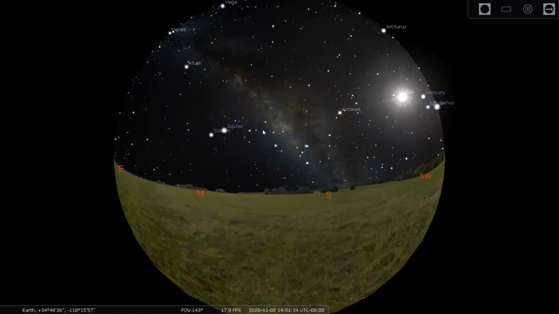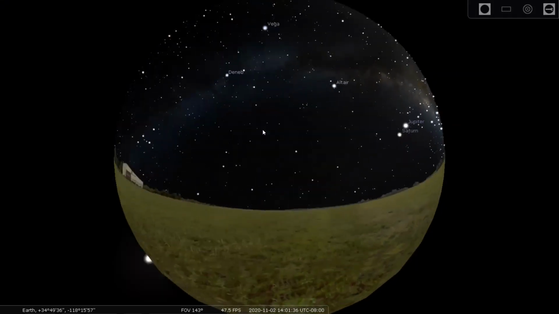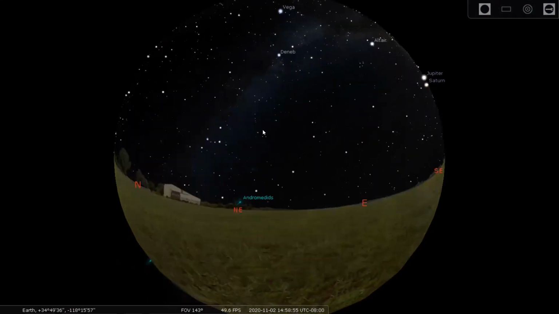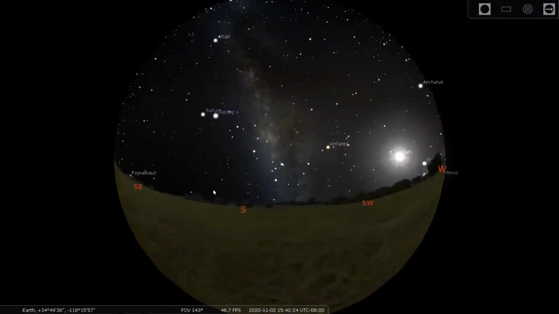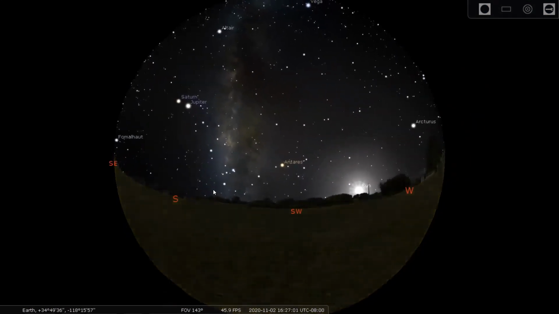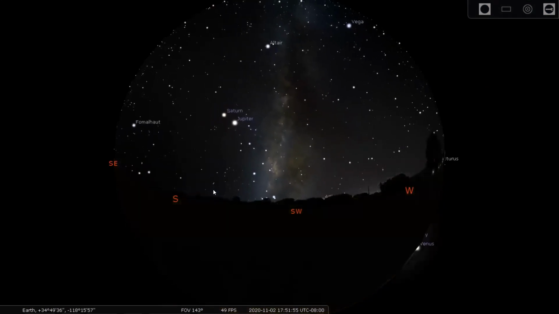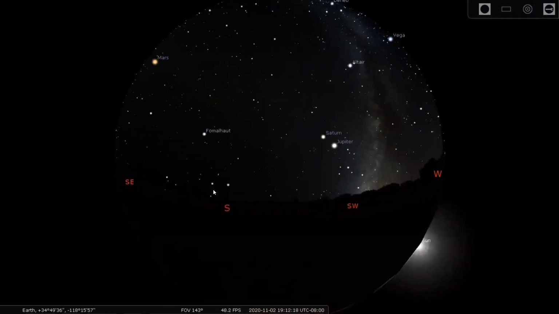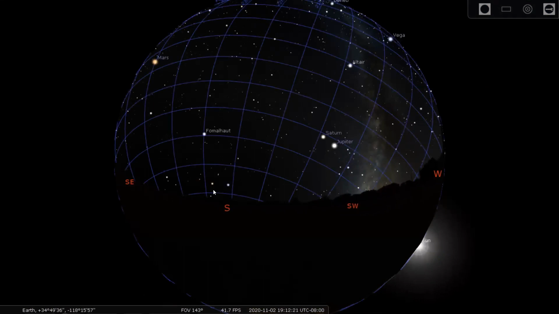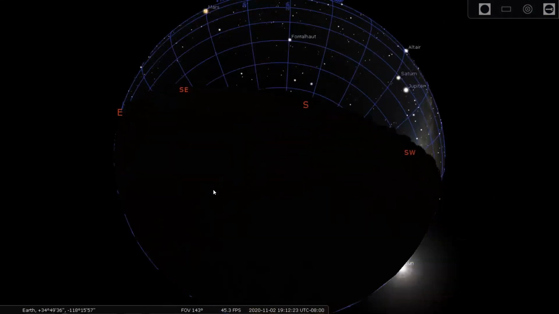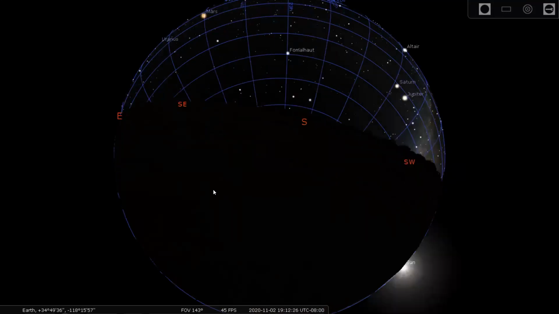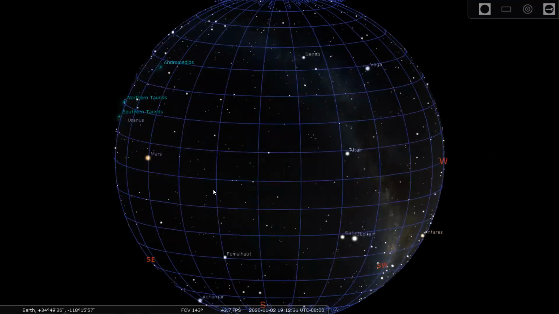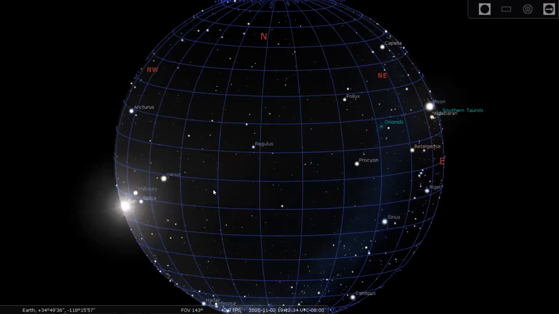If I tap the letter Q, I can get rid of the cardinal directions. And let's speed up time here and watch how things rise from the east, make their way across the sky, and set over in the west. So this is a nice way to visualize the celestial sphere. If I tap the letter E, I can put a coordinate system up on that sphere, which is very reminiscent of latitude and longitude. What's going on here? Latitude and longitude on planet Earth. It's not quite the same thing.